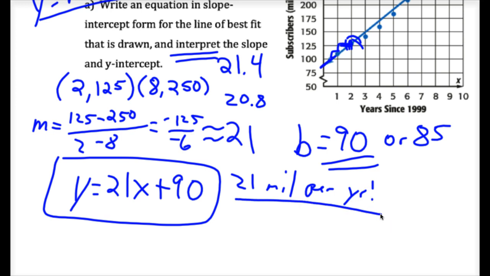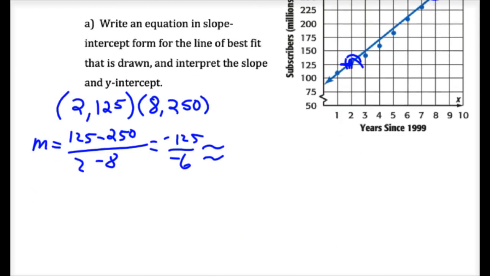Now, here's the tough question. Don't blurt it out. Think and raise your hand. What does 90 represent? Subscribers that were already subscribed. Try to verbalize it. What is 90? Subscribers that were already there when they started. No, in 1999. Guys, in 1999, there were 90 million subscribers. And every year, we're getting about 21 million more. Okay? Subscribers to cell phones, I think.